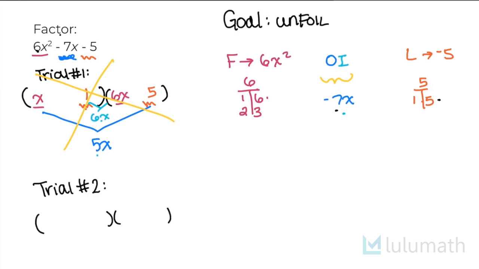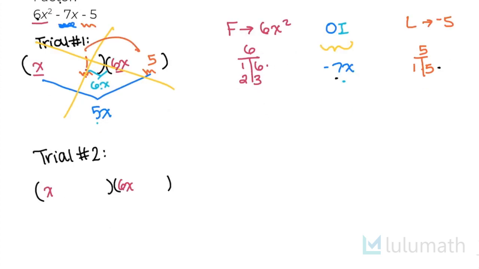All right, we need to still place the x here and the 6x here, because if I were to swap the 5 and the 1, now 6x times 1 versus 6x times 5 will give us different values for our outer and our inner. So I'll put the 5 here and the 1 here, and when I do my outer, x times 1 is 1x, and when I do my inner, 5 times 6x is 30x. 30x and x will never give us this negative 7x that we want, so trial number 2 does not work.